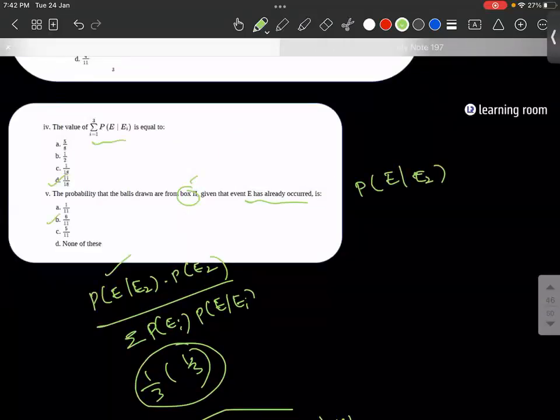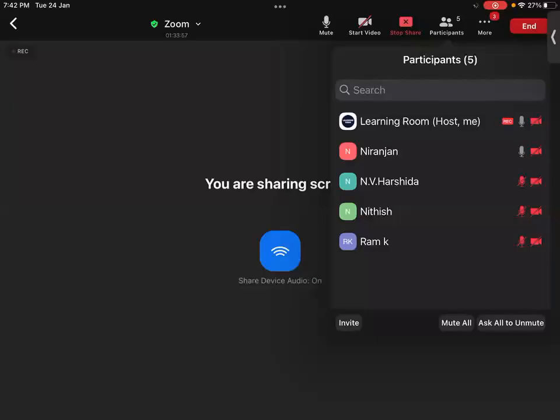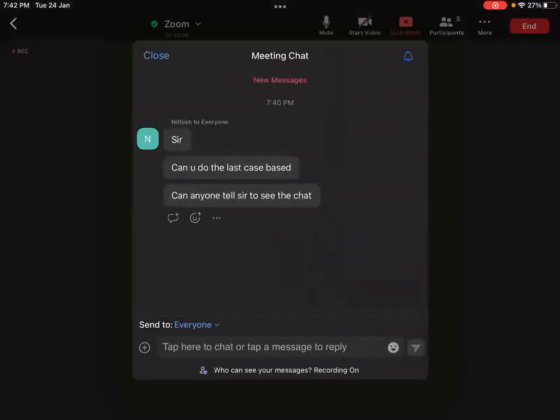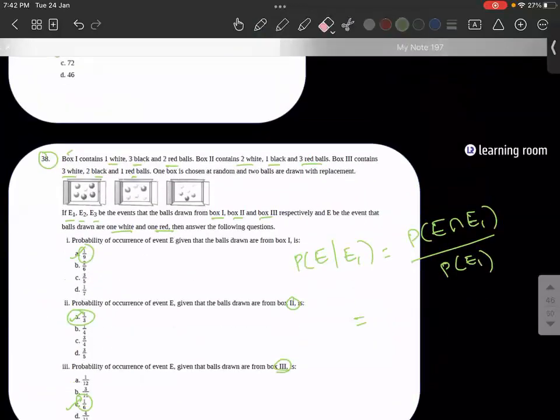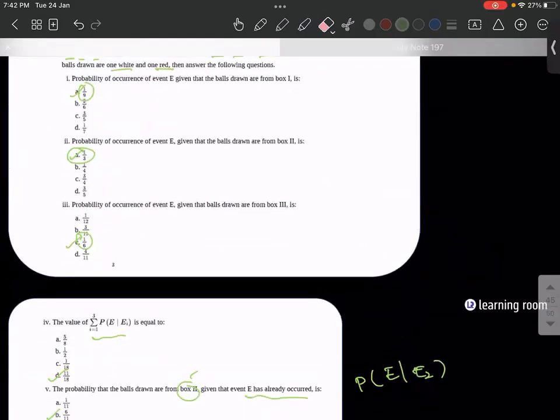Sir? Tell me. Sir, Nitish is asking in the chat to solve the case based for all the problems. That's what I was asking. Why didn't he speak? He's not able to speak. Okay. Right. I'll do that. So last one I have solved.